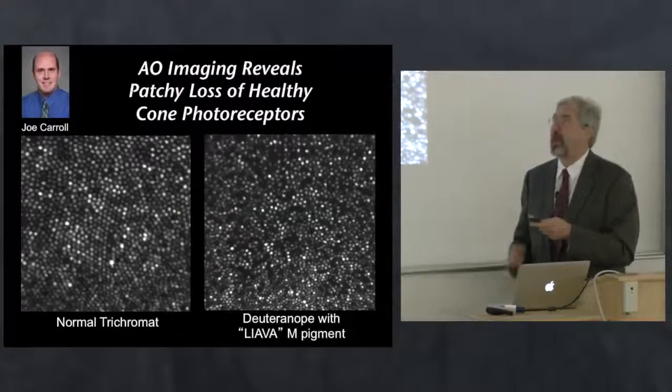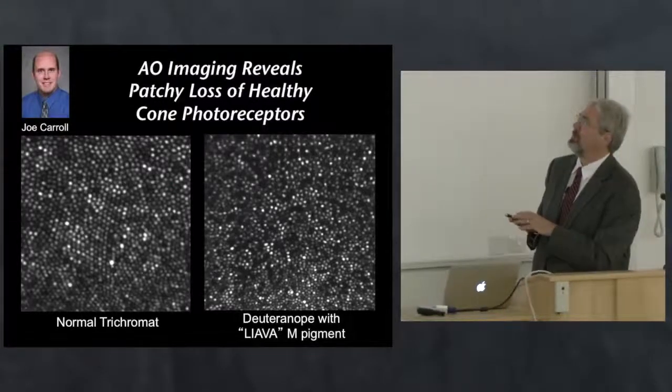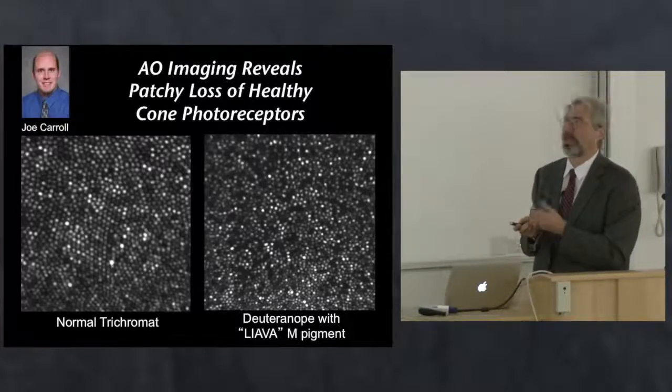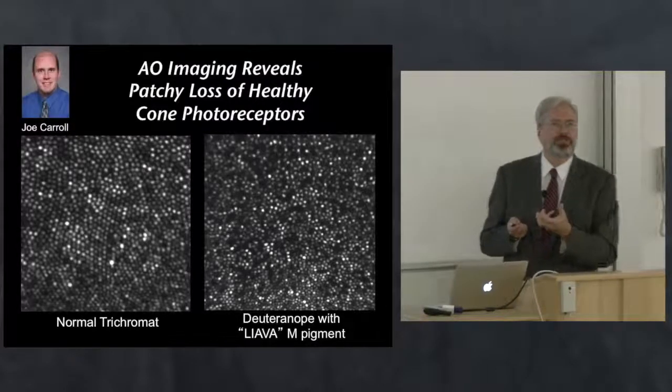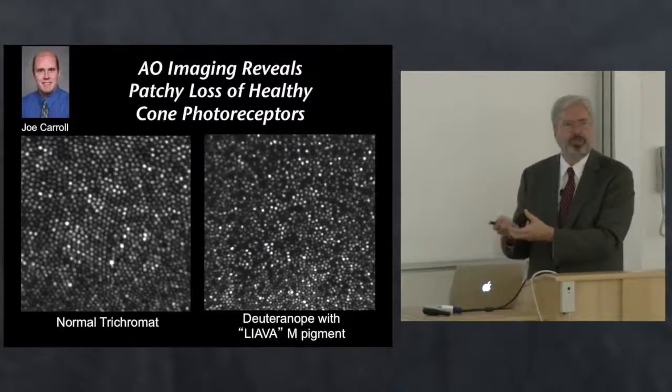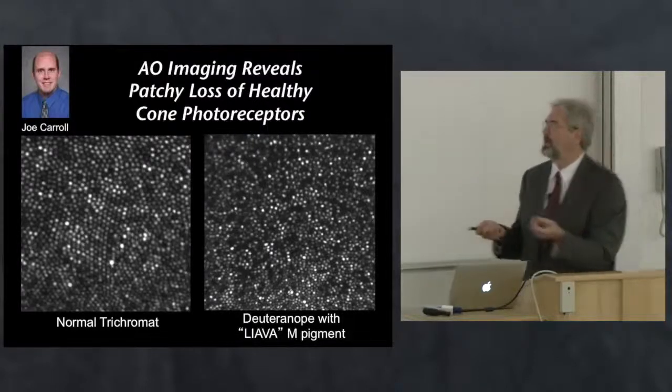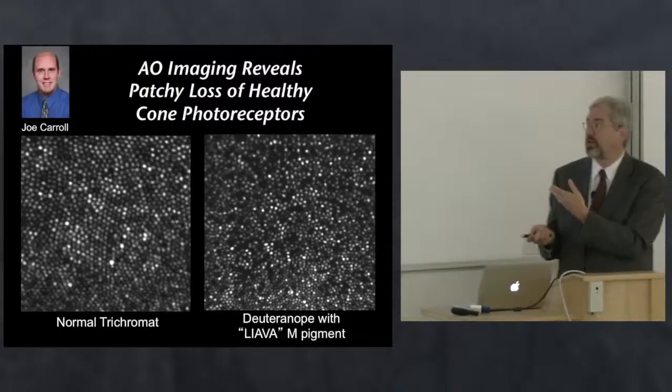But before I show you that, I did want to mention that we also have been using this technology, thanks to Joe Carroll, who was a postdoc in the lab many years ago, to look at diseases of the eye, especially diseases for which we have the genetic basis. So now we can look at the genotype, for example, for a kind of color blindness, and we can compare that with the phenotype that we can image in the living eye for the first time.